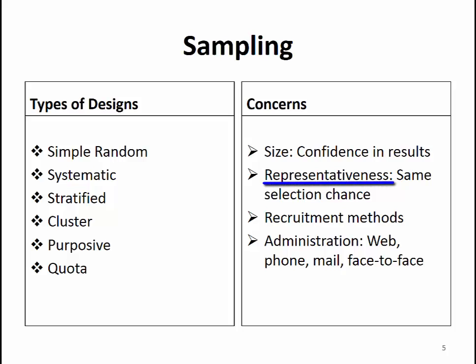A related concern with the sample is ensuring that each member of the relevant group has the same chance of being selected to take the survey. Again, the type of study design listed on the left will have implications for how representativeness is ensured. Other more logistical concerns to consider involve the methods of recruiting subjects and administering the survey.